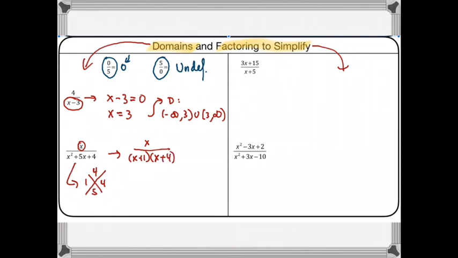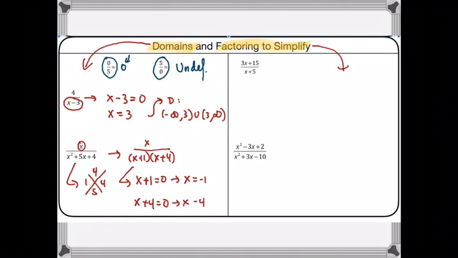So now we take this and we apply the zero product property. And we say, okay, x plus 1 equals 0, x plus 4 equals 0. So what are the numbers that are not going to work for this particular denominator? So we find out that x equals negative 1, and x equals negative 4.